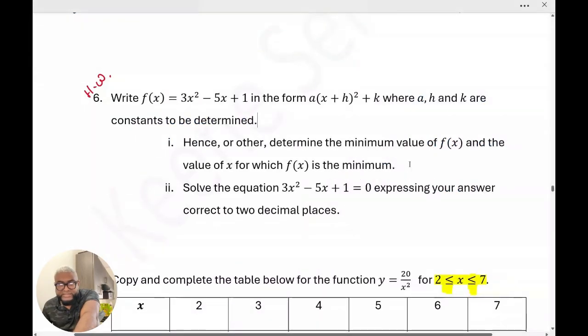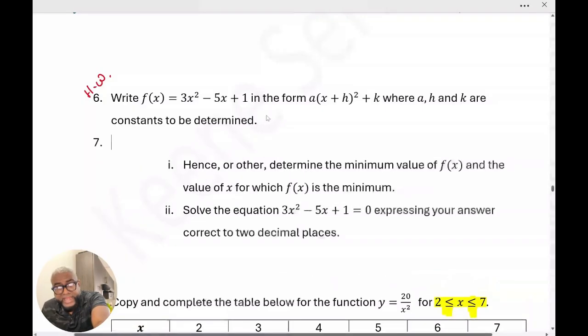So we are at number 6 now. Write this function in the form a open bracket x plus h squared plus k, where a, h, and k are constants to be determined. Hence, or otherwise, determine the minimum value of f of x, and the value of x at which f of x is a minimum. Solve the equation, expressing your answer correct to 2 decimal places.